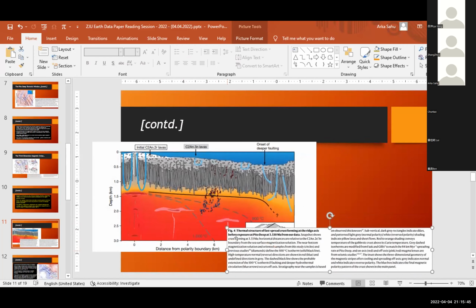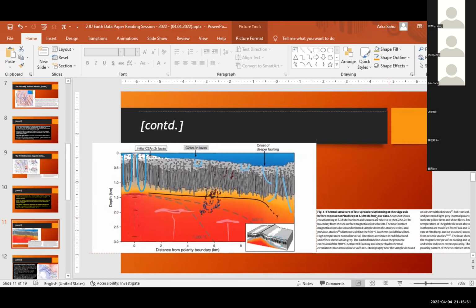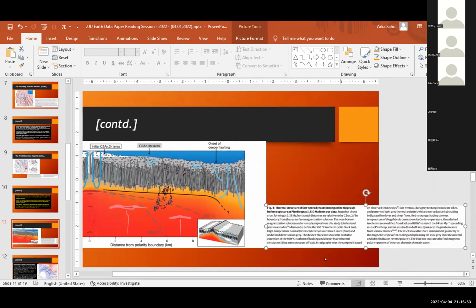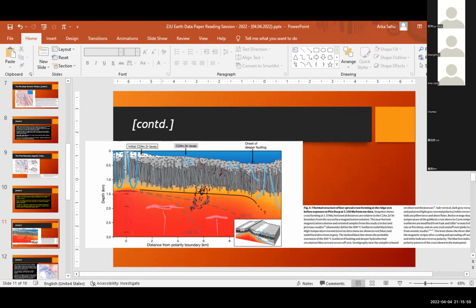Okay, so I'll just move this. Okay, so on the y-axis we have the depth, and on the x-axis we have the distance from the ridge. So we are moving away from the ridge. These are the initial lavas that are formed, beginning there. Then as we move away from the ridge, the spreading center, this is the 3D diagram given.